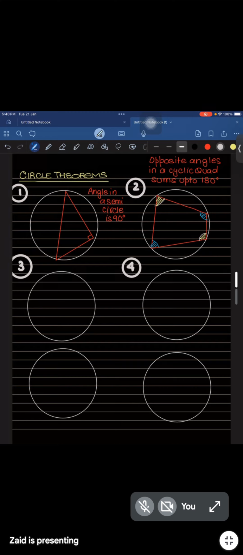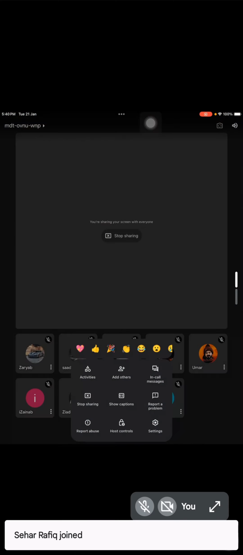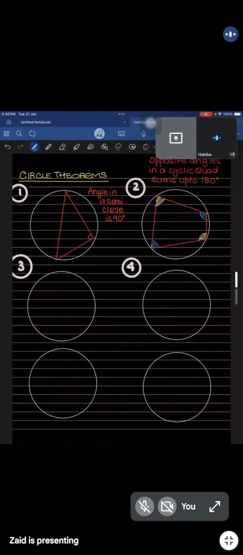Sir, all parts of a cyclic quadrilateral touch the end of the circle. Yes, correct. Every point is touching the circle. All right, that's great.